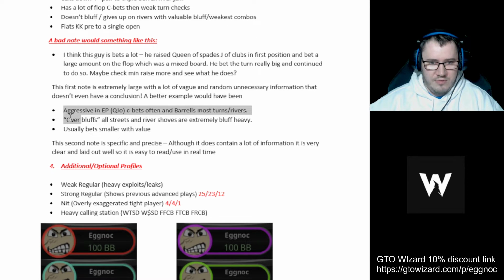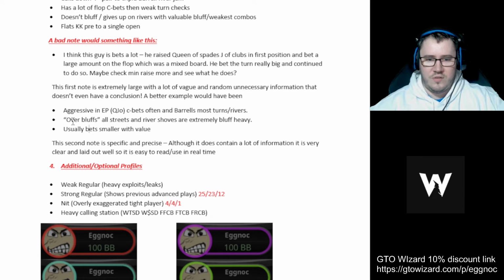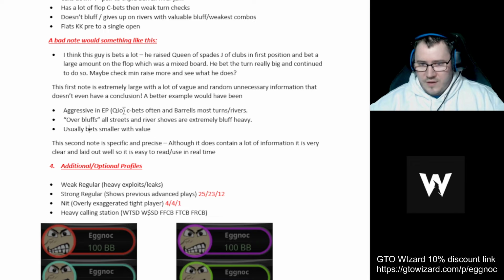So this is just 3 pieces of information in bullet points now, instead of just one giant sentence. Aggressive in early position, in brackets, queen jack off. Okay, fine. C-bets often and barrels most turns and rivers. Okay, that's fine. Another bullet point here underneath. Potentially over bluffs all streets and river shoves are extremely bluff heavy. Okay, that's fine. That's very relevant, good information to know.